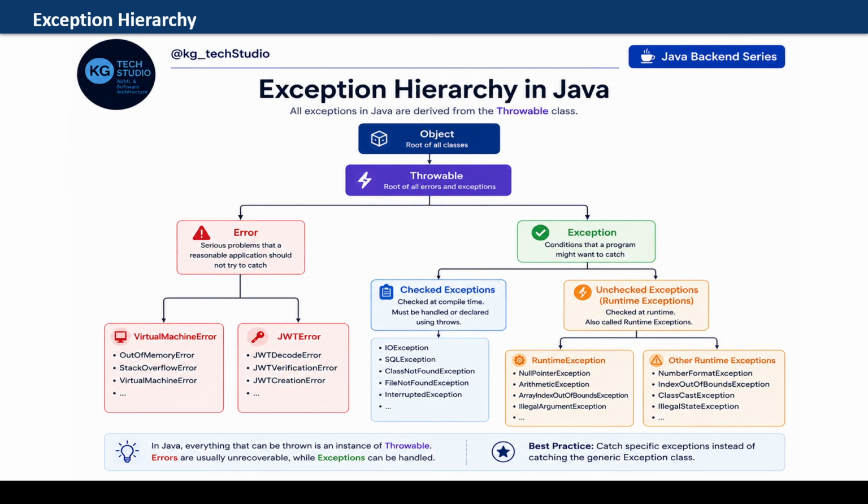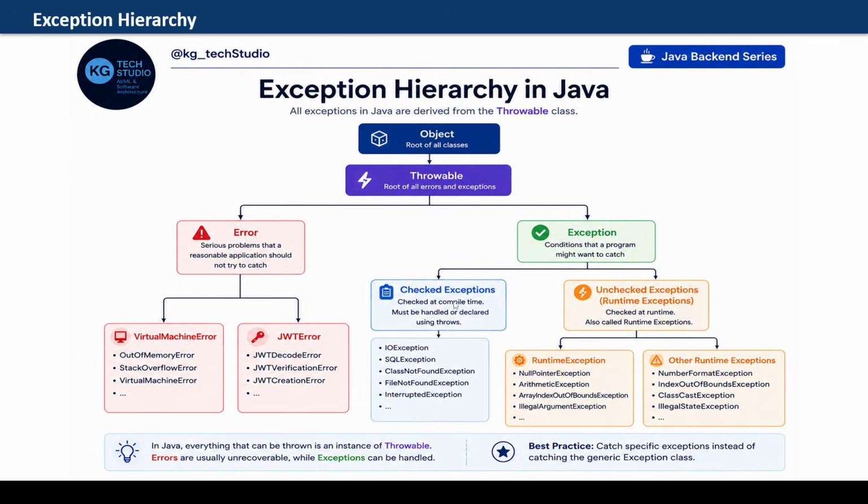So what is the exception hierarchy? In Java, everything comes from the Object class. Object is the parent of all Java classes, and after that we have the Throwable class. Now Throwable has two children. One is Error, and the second is Exception. Now exceptions also have two kinds: checked exceptions and unchecked exceptions. We will talk about checked and unchecked exceptions with examples.